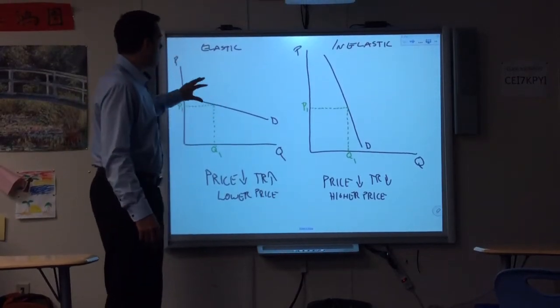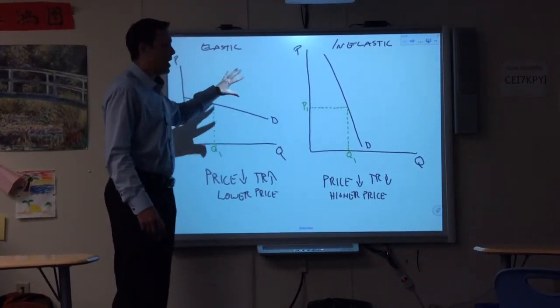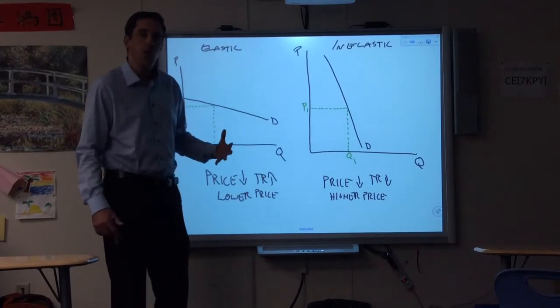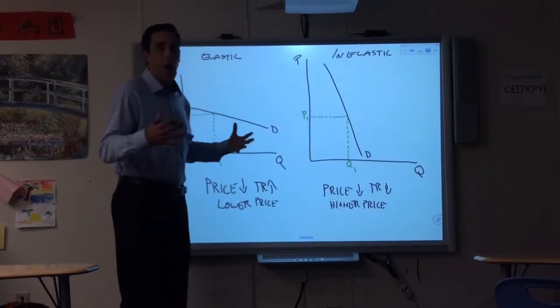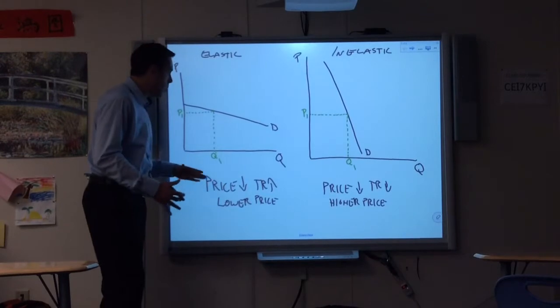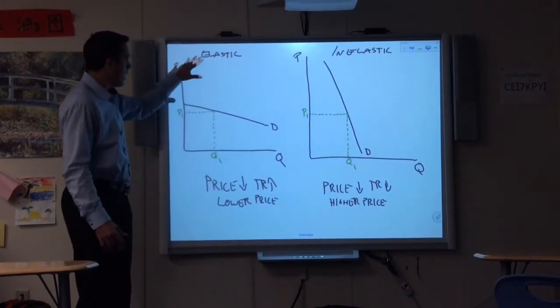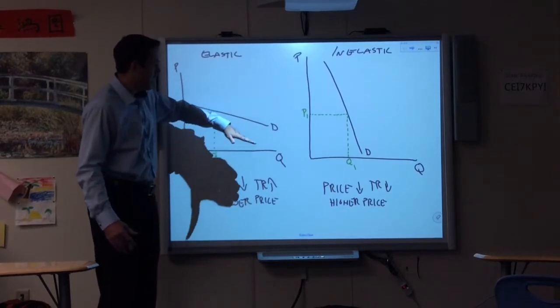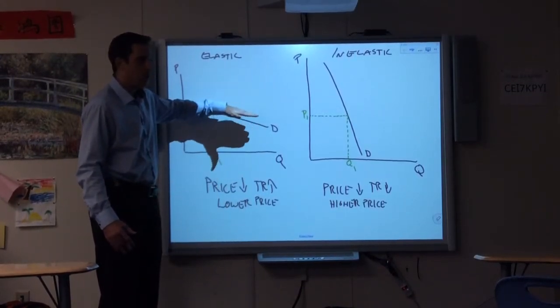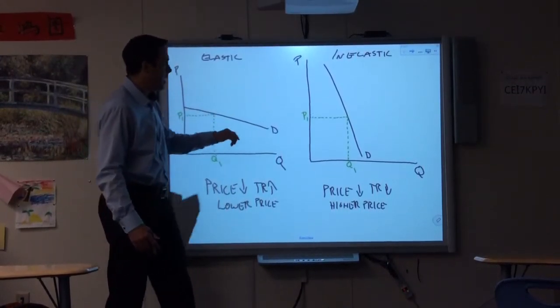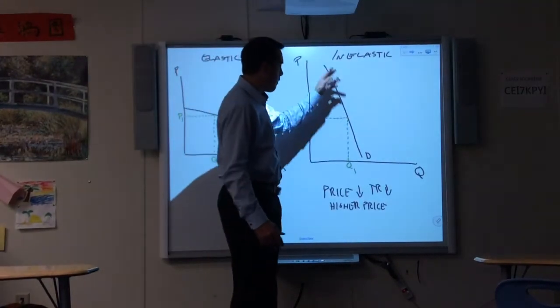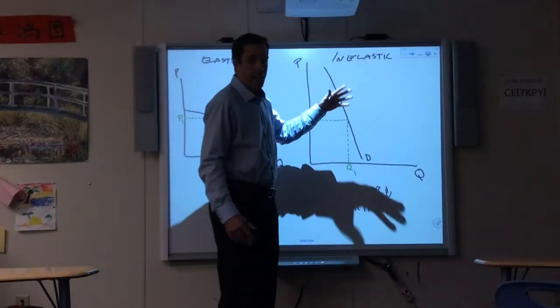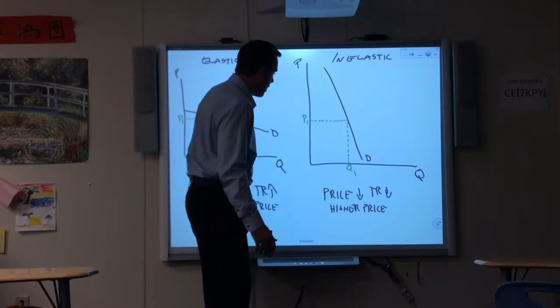So I want to show how elasticity relates specifically to total revenue and why this is important. So we have two curves. We have a relatively elastic demand curve. Remember, relatively elastic means more horizontal, more like an E, E for elastic. Inelastic is more vertical, more like an I for inelastic.